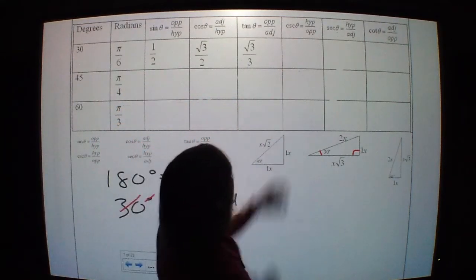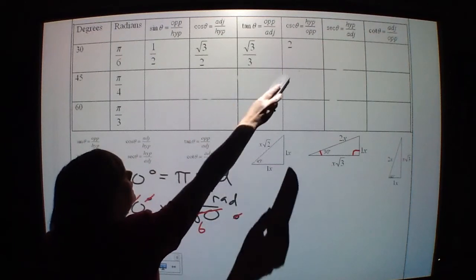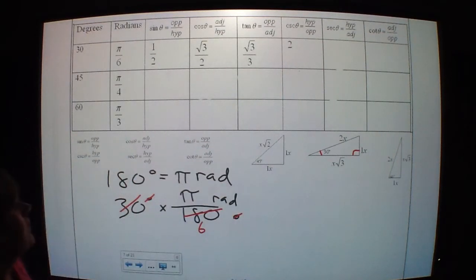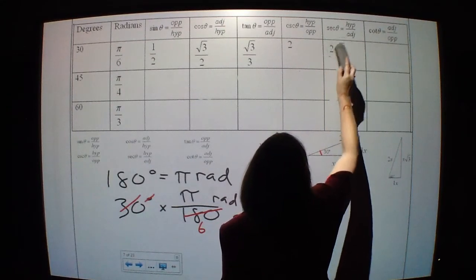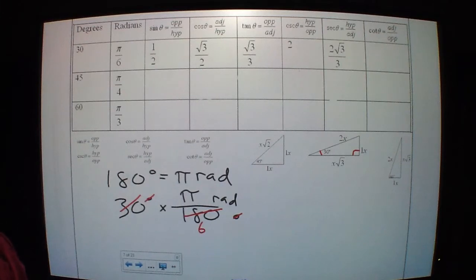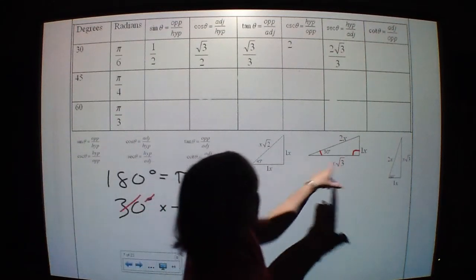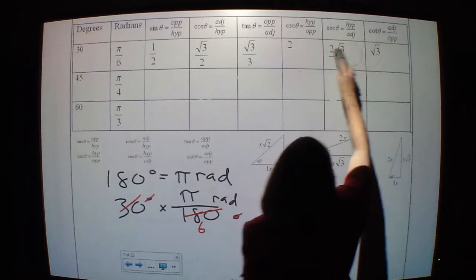Sine and cosecant are reciprocals. Cosine and secant are reciprocals. So you have 2 over radical 3, and then rationalize the denominator, you have 2 radical 3 over 3. Cotangent and tangent are reciprocals, or you can look at adjacent over opposite and get radical 3.